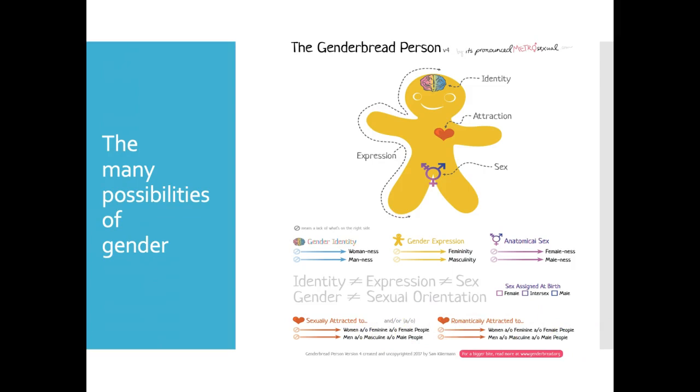While this genderbread person suggests a binary notion of gender, this teaching tool actually questions the effectiveness of a binary, because along each continuum are infinite possibilities. The possibilities are endless and may shift over time in each category. Even anatomical sex may change due to surgical intervention.